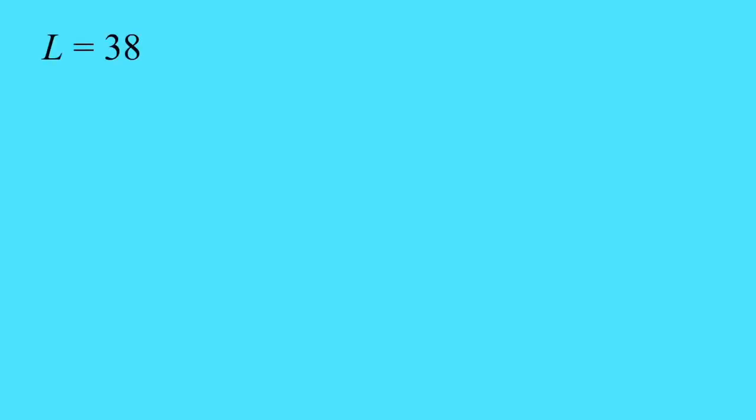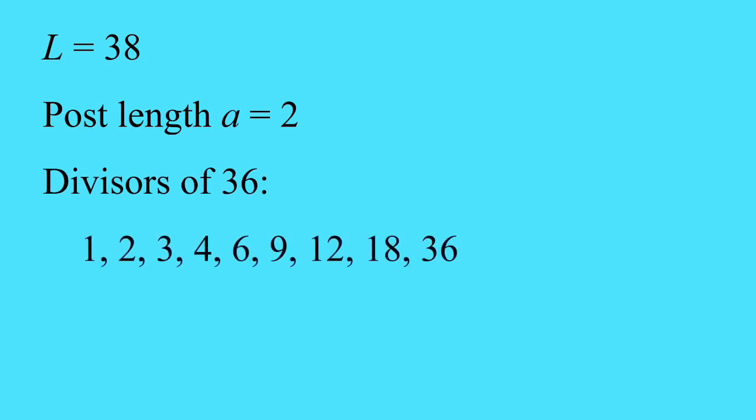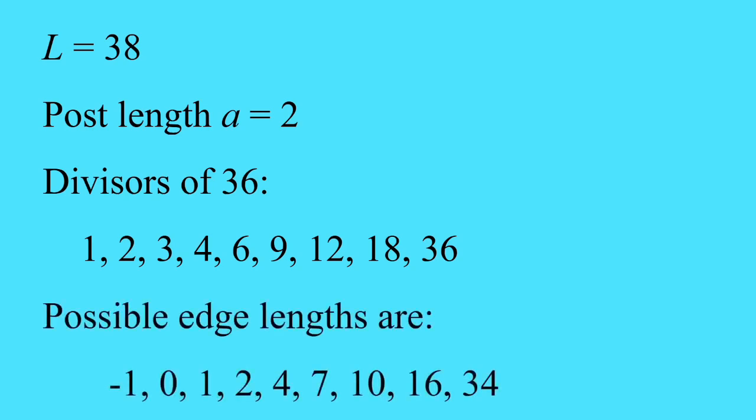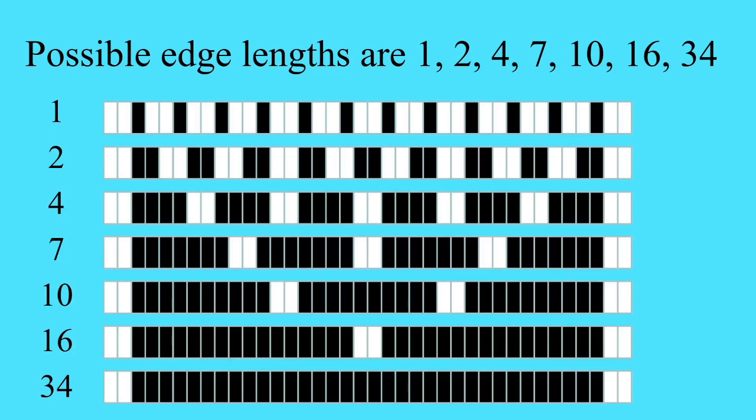Suppose you have a given length of 38 and you want a post of length 2. First, you subtract the length of the post from that 38, so 38 minus 2 is 36, and you find all of the possible divisors. From here, you subtract that post length again, and so the possible edge lengths will be these here. We can't really have -1 or 0, so we'll just ignore those and look at what patterns all the others make. Then, depending on what size room or whatever else you're building, you can choose one of these patterns and hope that one of them will fit.